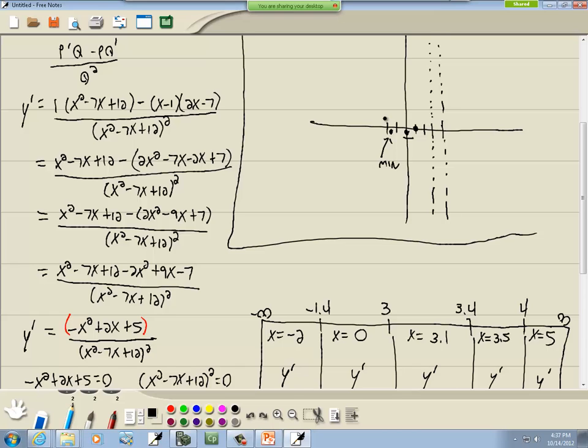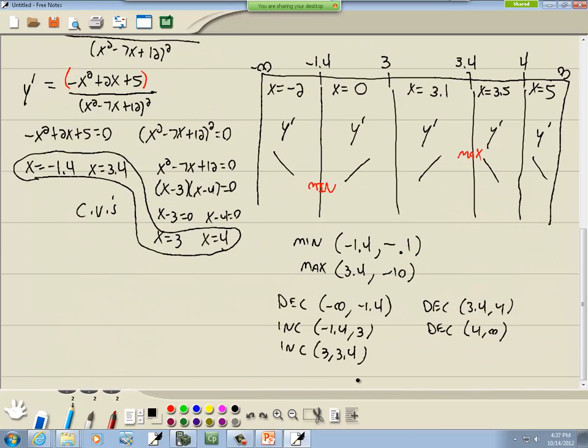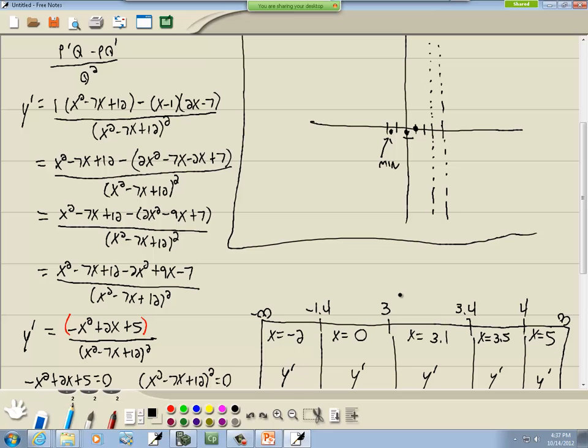And our max is at (3.4, -10). That's negative 1. Let's say this is negative 10 here. So 3.4 would be right here, a max. Okay, well if this is a max, I know what this part's going to look like. It's going to come up here, touch there, and go back down. So it'll look like that.